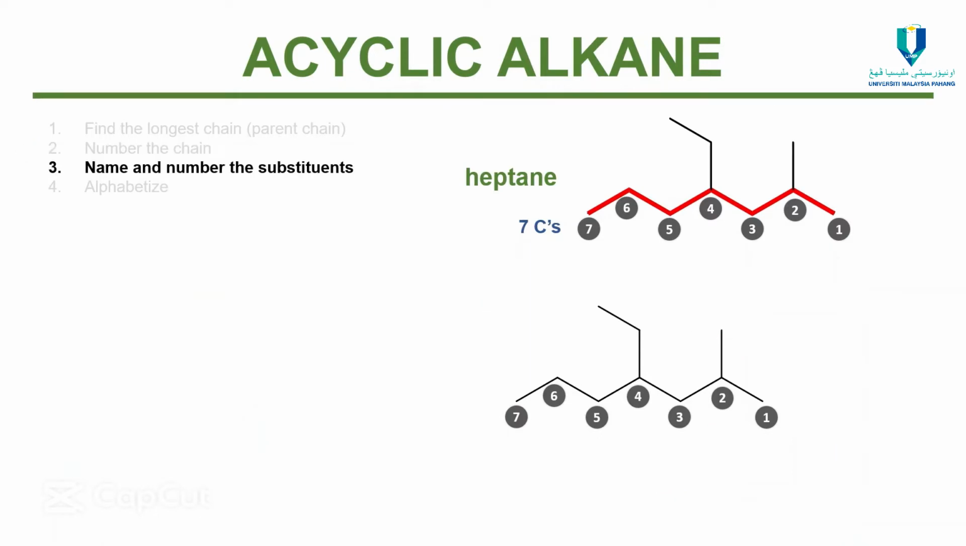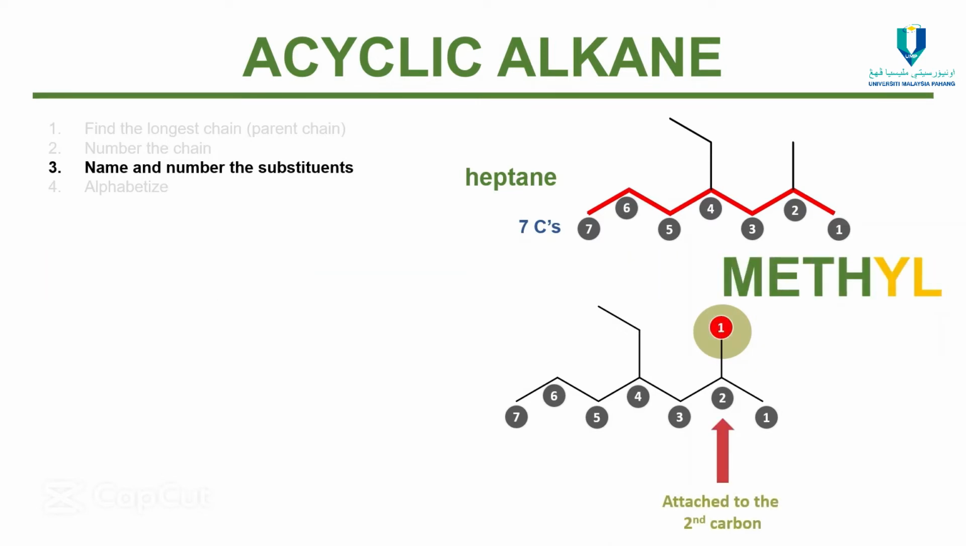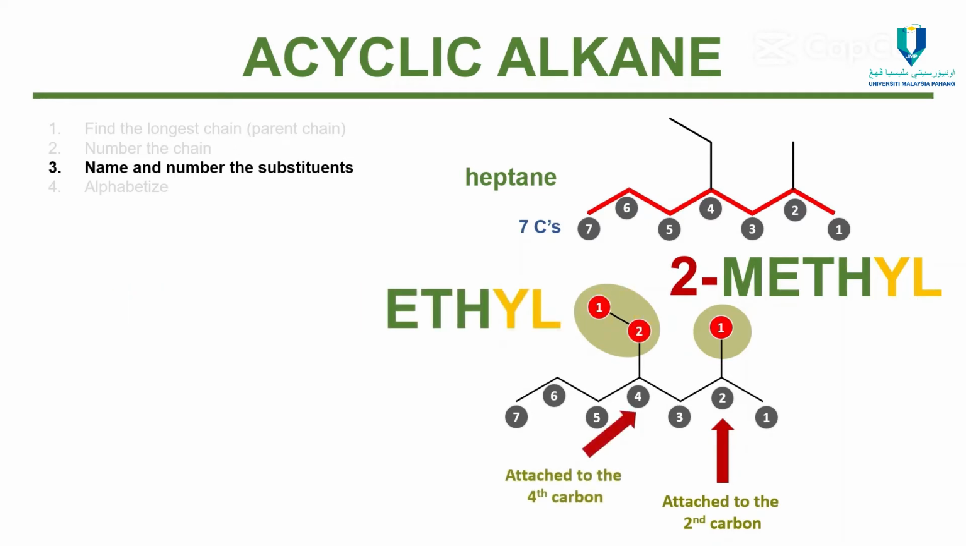Let's proceed with the third rule. So you have to name and number the substituent. So we have 2 substituents here. The first substituent is 1 carbon, which is methyl, attached at carbon number 2, which is 2-methyl. And now second substituent is this one. We have 2 carbon. 2 carbon is ethyl, attached at carbon number 4. It is 4-ethyl.